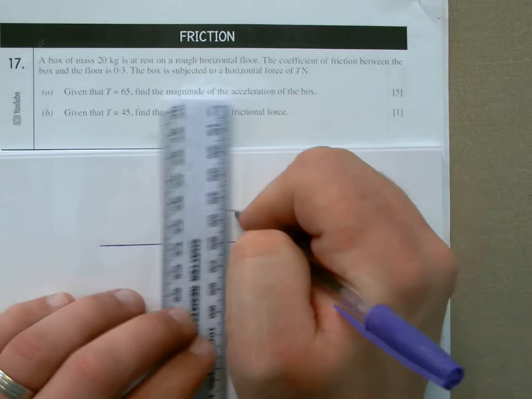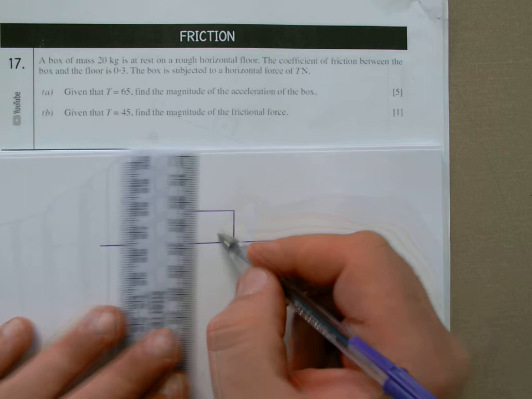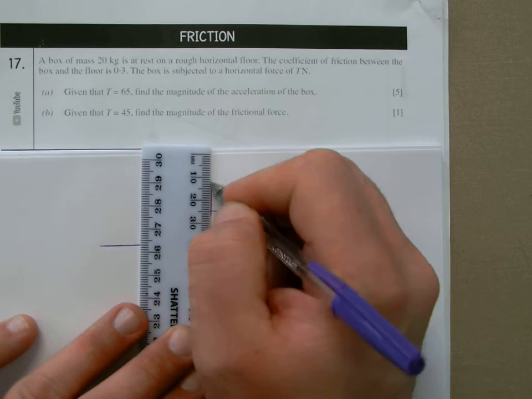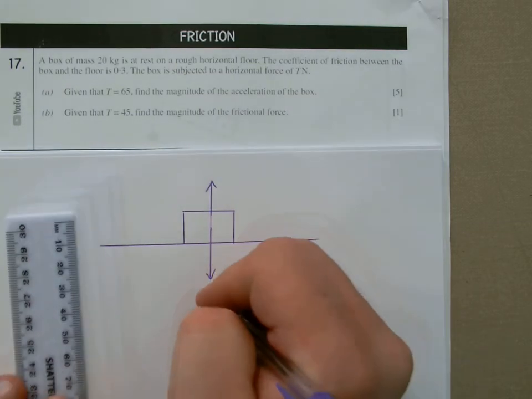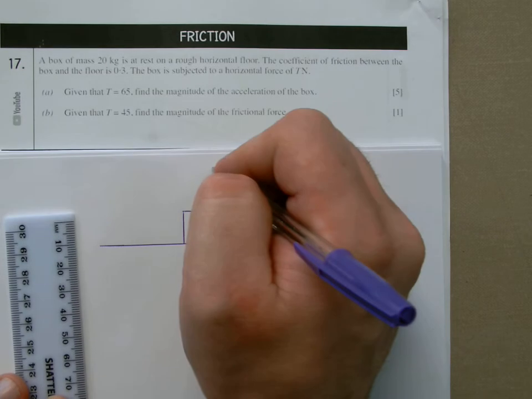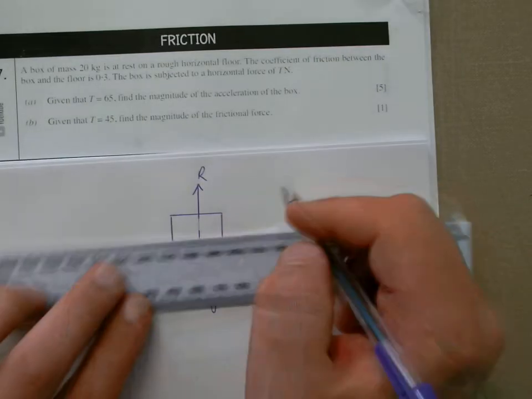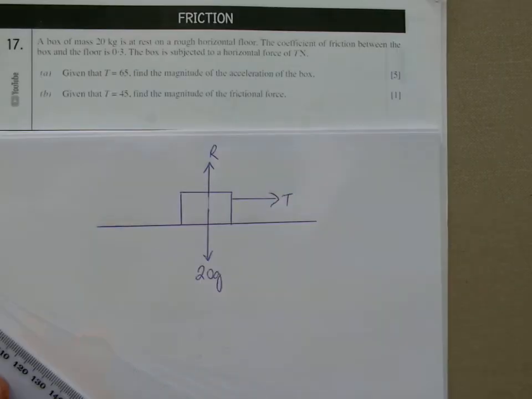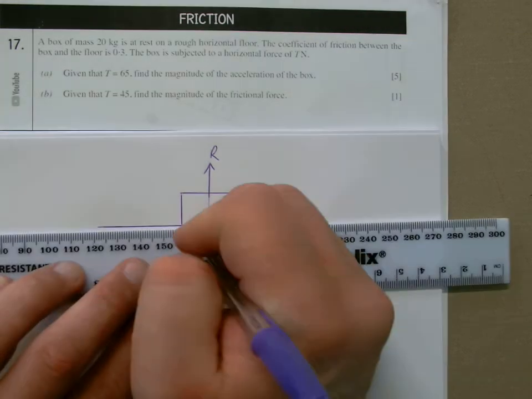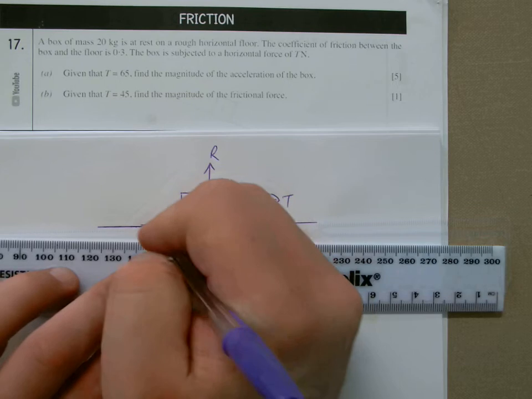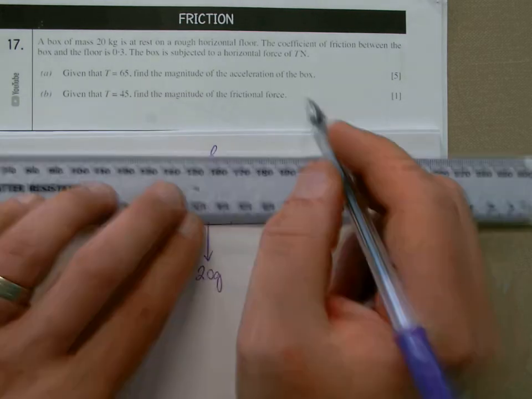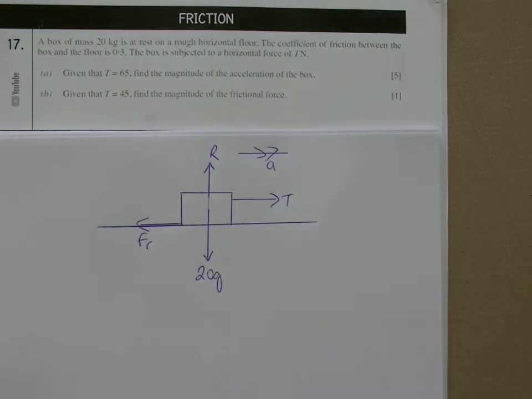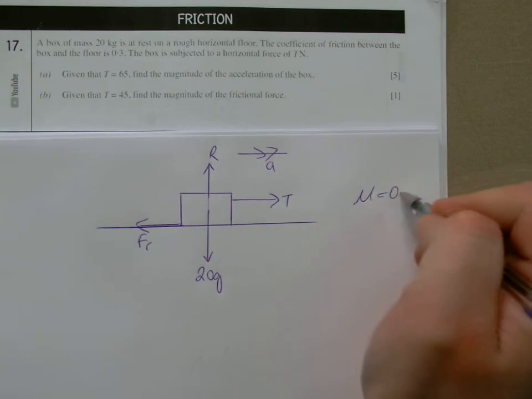We'll obviously make the ground horizontal, and we've got our mass to be 20 kilograms, so our weight will be 20 times G, and then we've got our reaction there. And this is subjected to a horizontal force of T newtons, and of course then there's friction, opposing the motion, so we'll put that as FR there, friction, and don't forget to put the direction of acceleration there. So we've got our completed force diagram. We know that mu is 0.3.